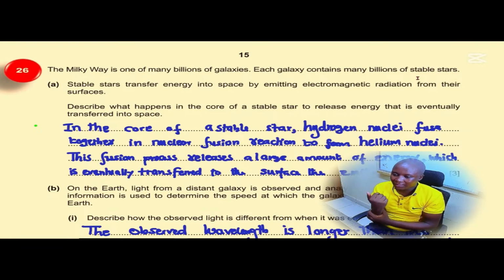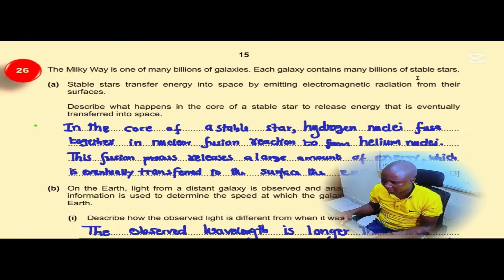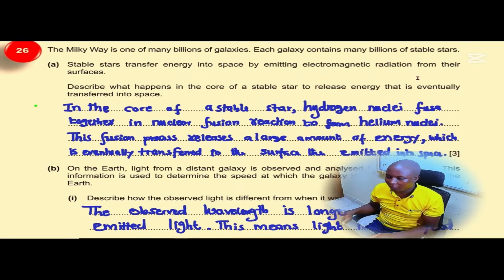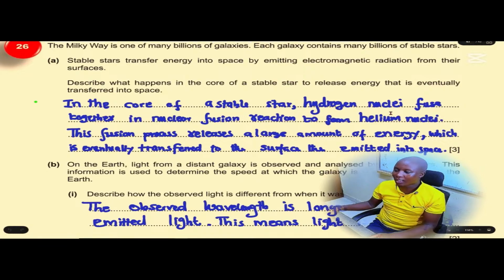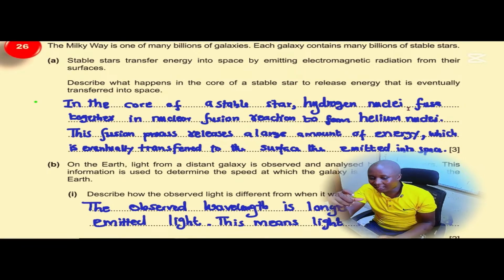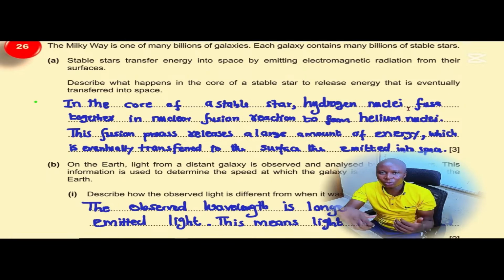Stable stars transfer energy into space by emitting electromagnetic radiation from their surface. Describe what happens in the core of a stable star to release energy. In the core of a stable star, hydrogen nuclei fuse. Fusion reactions are what result in the production of energy for stars. So in a stable star, there is fusion of hydrogen that leads to the formation of helium.